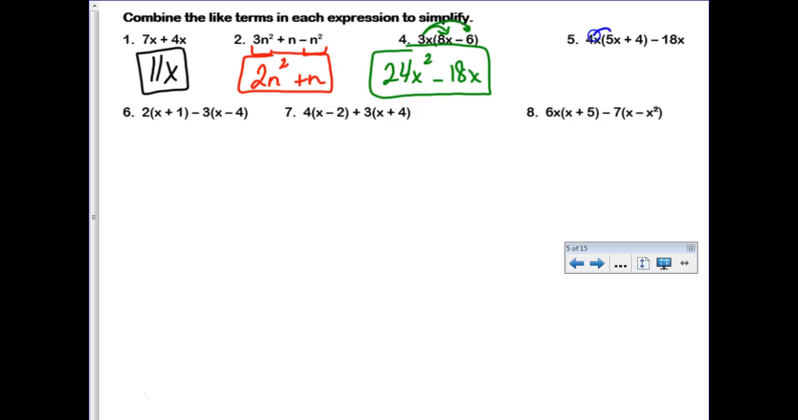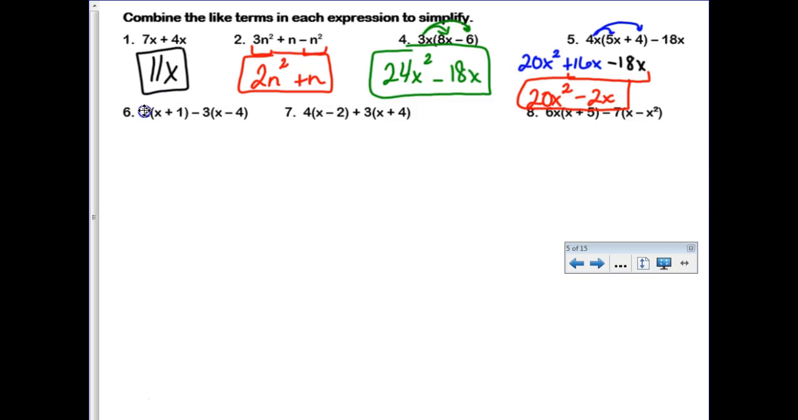Here at number 5, you have some distribution, and then we're going to have to follow it up with some simplifying after that. So 4x times 5x is 20x squared. 4x times 4 is a plus 16x. And then this minus 18x is still off to the end of the problem here. So now I notice we have some like terms. The negative 18x and the 16x can combine to a negative 2x. However, that did not combine with the 20x squared. So my final answer is 20x squared minus 2x. If you have that written down in a different order, that is okay, as long as the negative sign is in front of the 2x term.